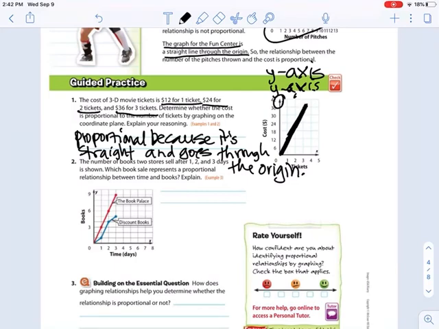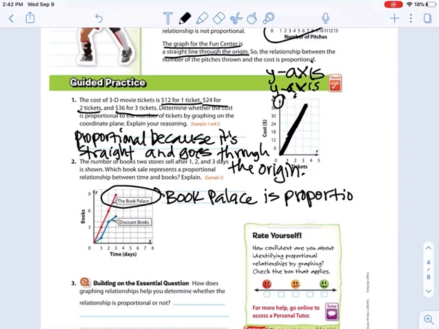Okay, now I want you to do number 2. Okay, so the book palace is the one that's proportional. So we would say that book palace is proportional because it's straight and goes through the origin.